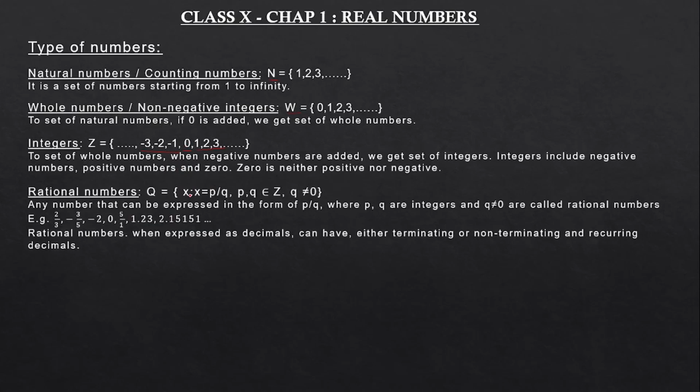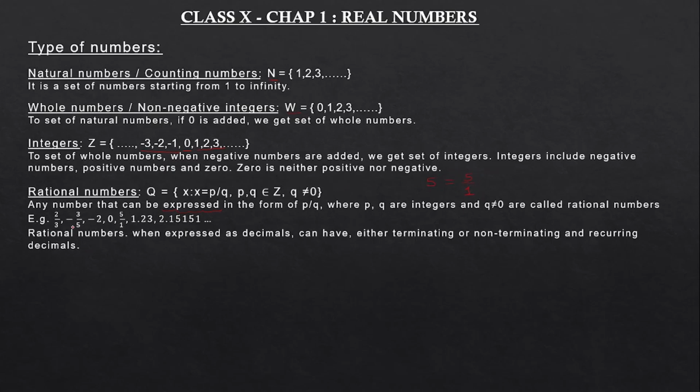Now the next set of numbers are our rational numbers. Any number that can be expressed in the form of p by q, where p and q are integers and q is not equal to 0, is called a rational number. Here it is very clearly mentioned that the number can be expressed in the form of p by q. If I take the number 5, it is not in the form of numerator and denominator, but can I write it as 5 over 1, and is it still the same number? Yes. So we have expressed 5 as 5 by 1 and therefore 5 is also considered a rational number.